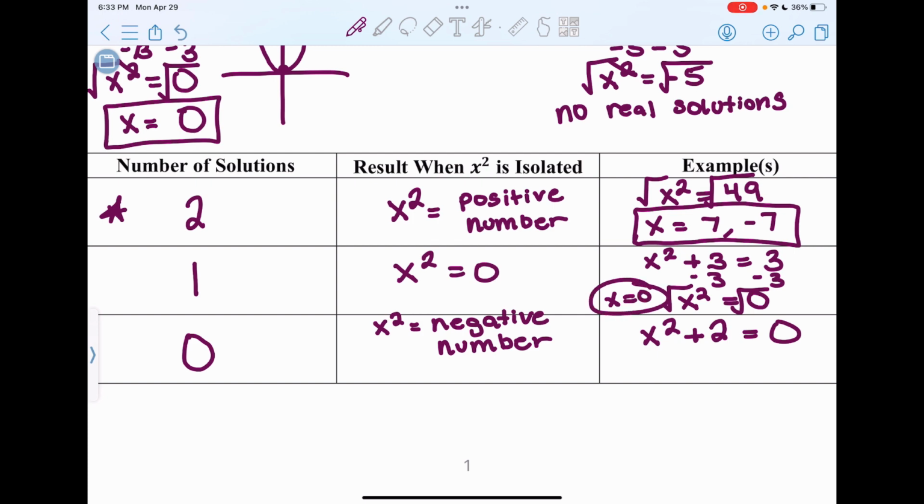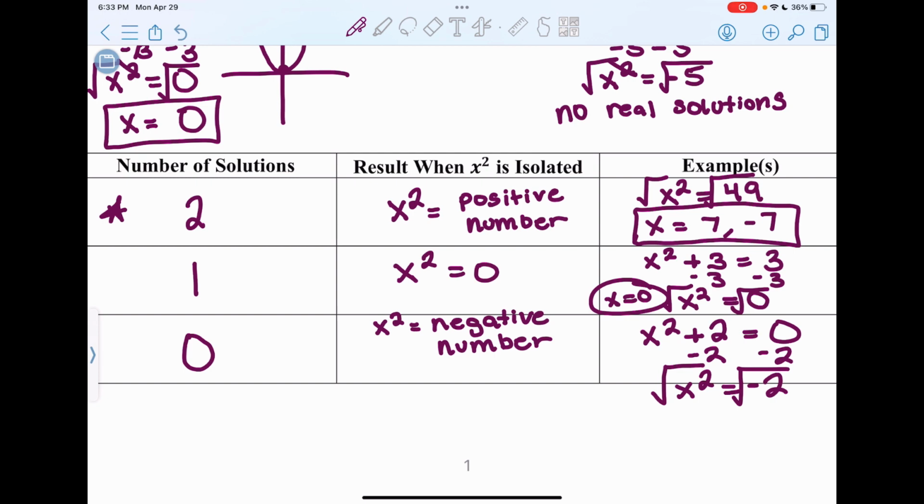And then lastly, there are times when we have no solutions, and that's whenever x squared equals a negative number. So if I subtract something to the other side, such that x squared equals a negative number, I cannot take the square root of a negative because it's impossible for the same number being multiplied to itself to ever be a negative number. So please be mindful, you cannot take the square root of a negative, and so in that case there would be no real solutions.